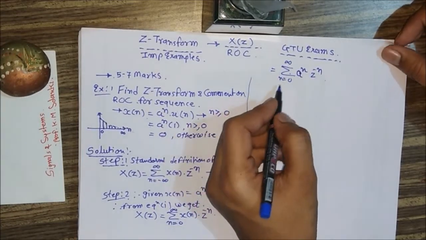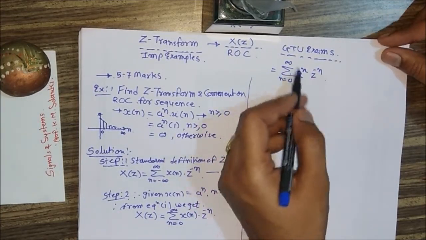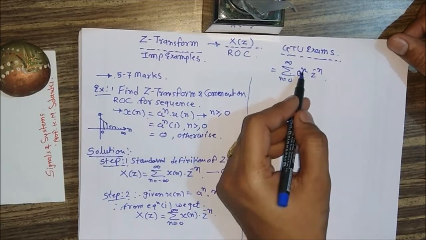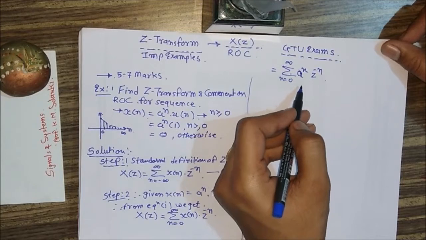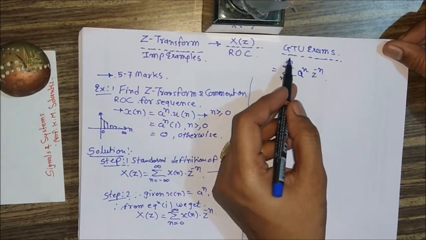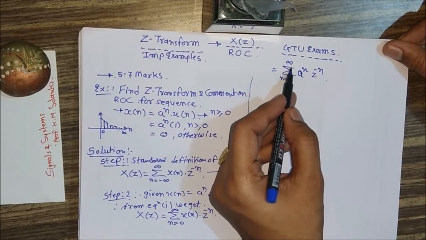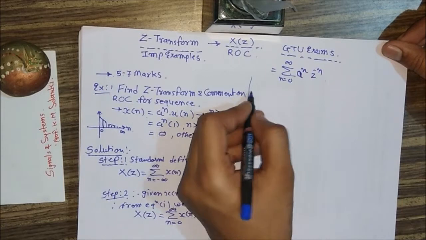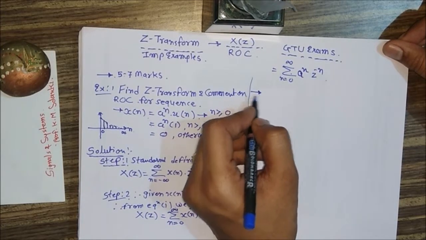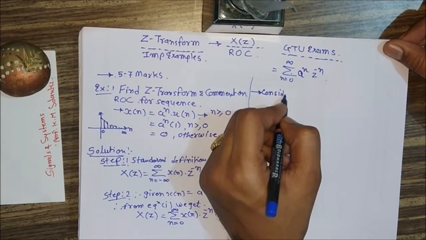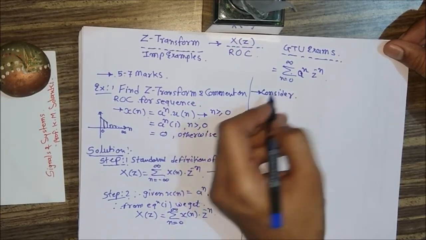So if we elaborate this summation, one by one we will put 0 to infinity, 0, then 1 in place of n. We will get some series of values, but this goes to infinity, so we cannot calculate the absolute value of this summation. So to calculate the absolute value, let us consider a power series equation.